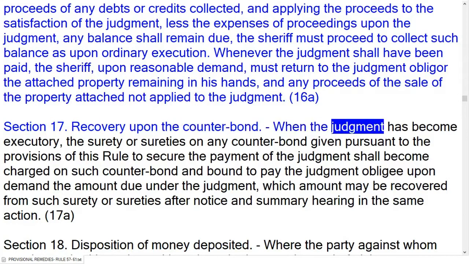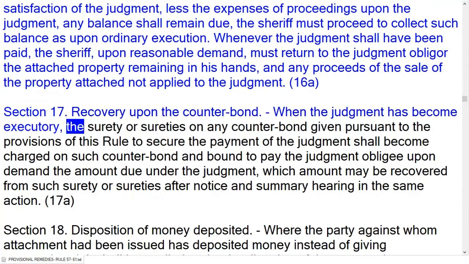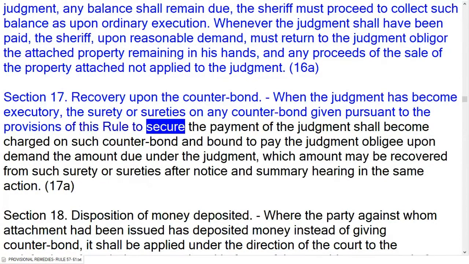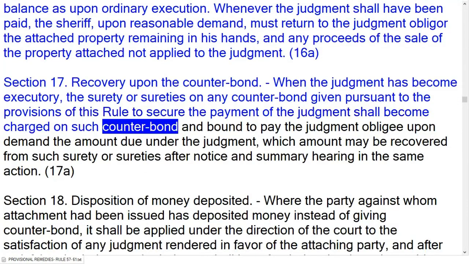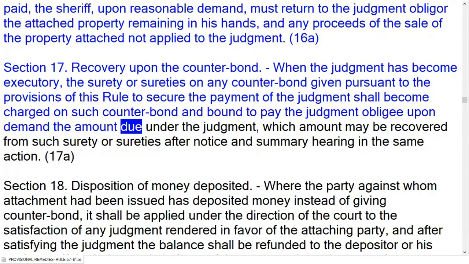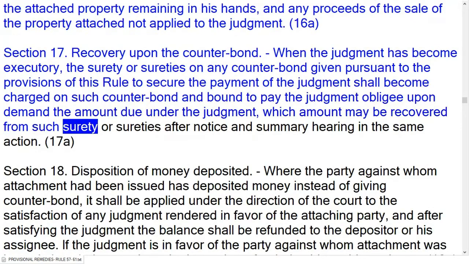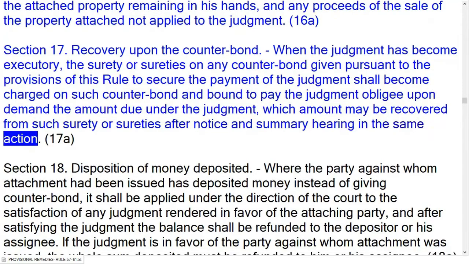When the judgment has become executory, the surety or sureties on any counter bond given pursuant to the provisions of this rule to secure the payment of the judgment shall become charged on such counter bond and bound to pay the judgment obligee upon demand the amount due under the judgment, which amount may be recovered from such surety or sureties after notice and summary hearing in the same action.